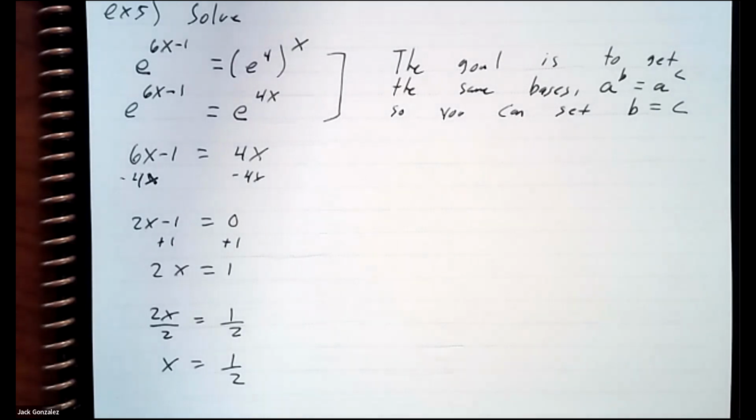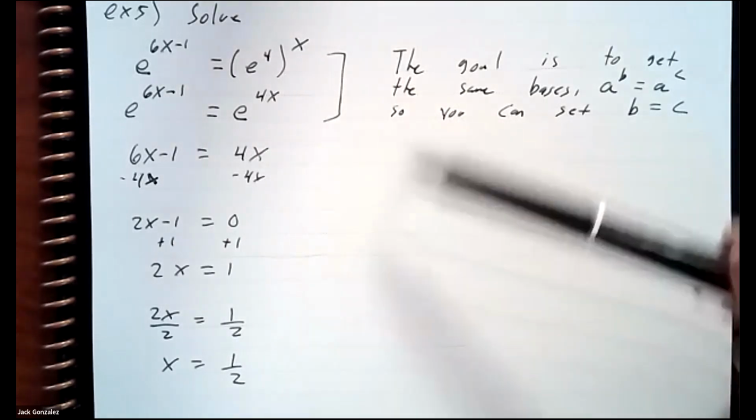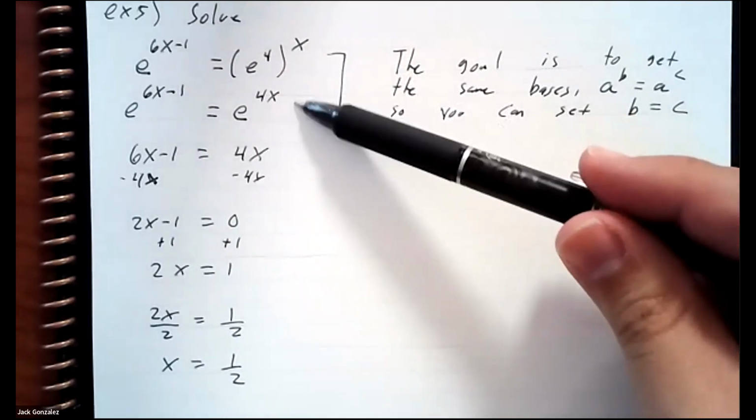You guys have any question on number 5? Does the algebra make sense? Do you see how we apply the property?